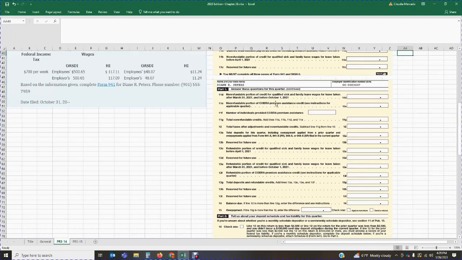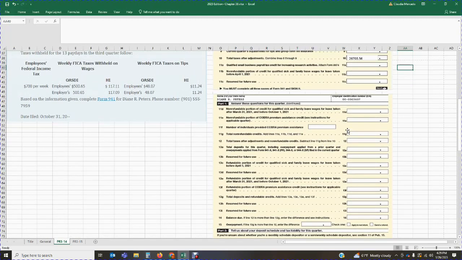COBRA, number 11E, does not apply. 11F, number of individuals for COBRA, that does not apply to us. 11G, non-refundable credits, does not apply to us. Line number 12, okay, it says total taxes after adjustments and non-refundable credits. Subtract line 11G from line 10.